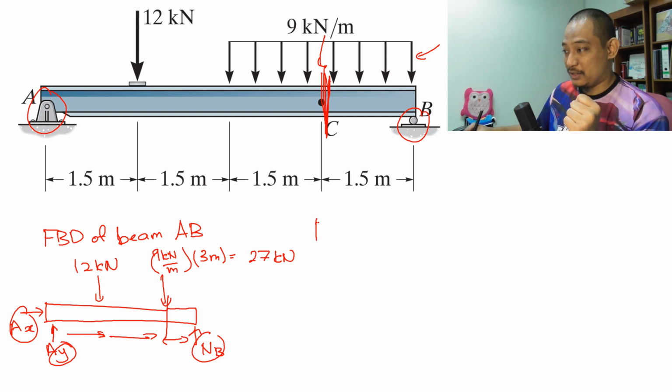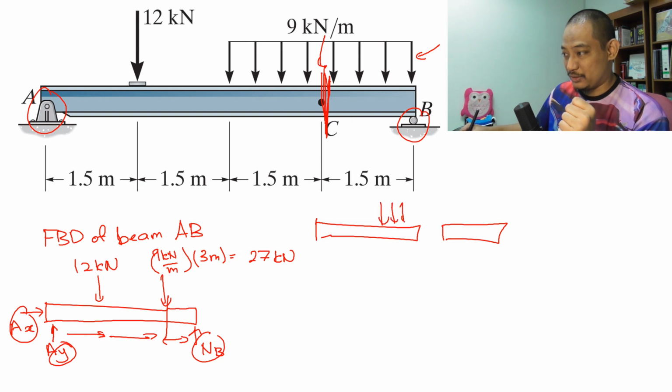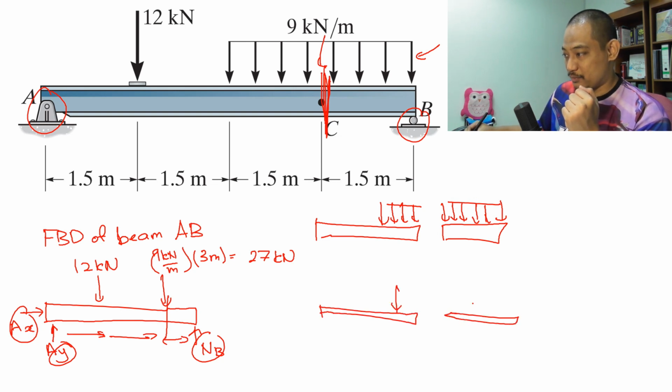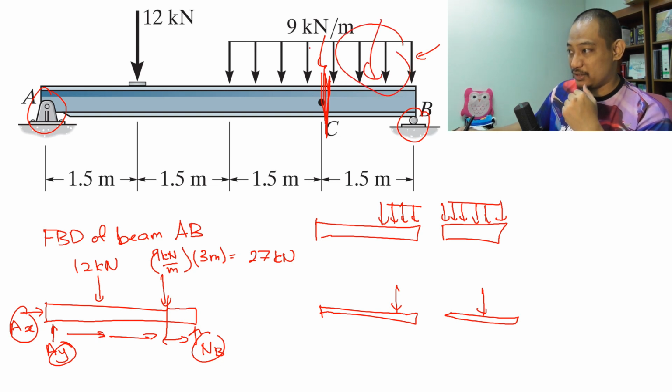So meaning that after you cut, because you cut at C, right? Actually there's a distributed loading on this half, and there's a distributed load, okay, until the end. So it will be something like that. Only then do you convert it into one force. So basically, this distributed loading here has one force here, and this distributed loading here has one force here.